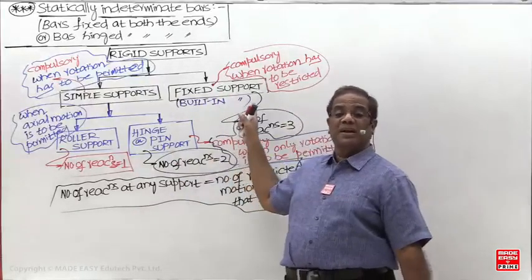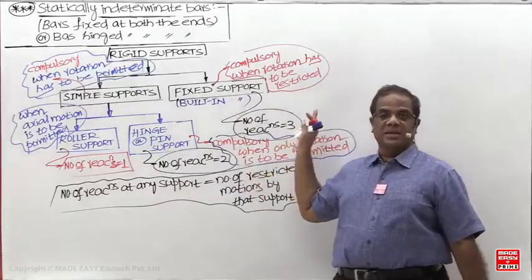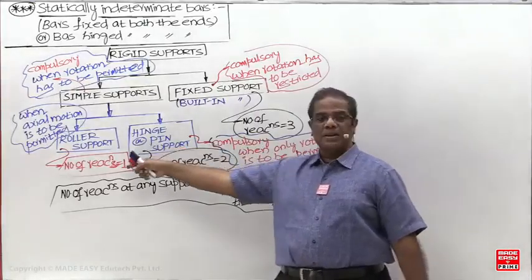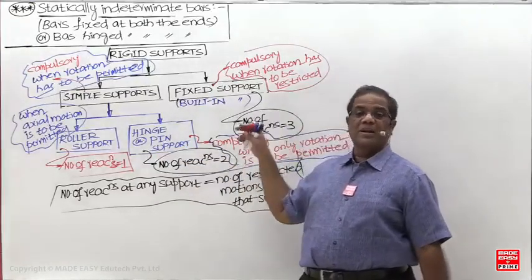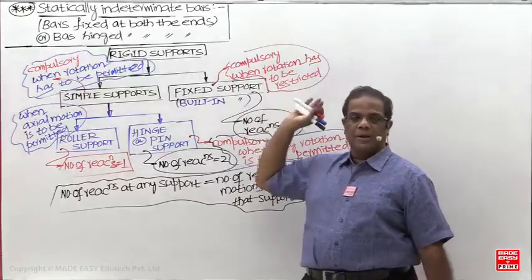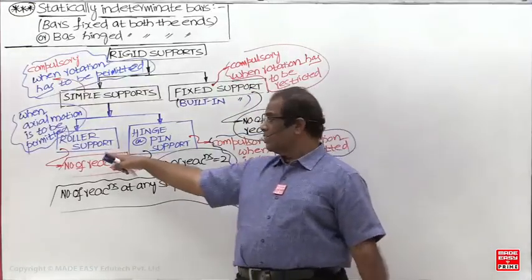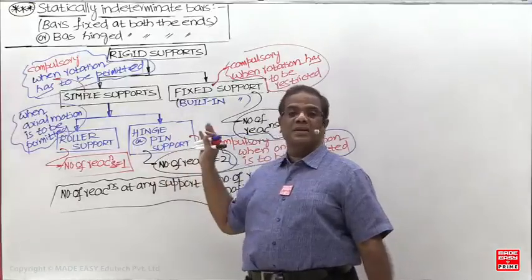This is compulsory when rotation is to be restricted, because these two will permit the rotation. So whenever rotation is to be restricted, this is the only option. Next, which supports will permit the rotation? These two simple supports will permit the rotation.